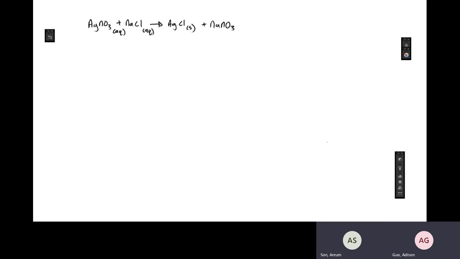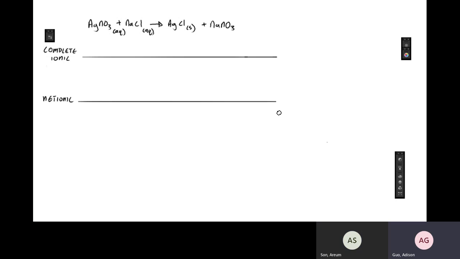So this is going to be, we're going to have net ionic. All right, let me just see. So we're going to have complete ionic. We're going to write that over here, and then we're going to have net ionic over here. So what that basically means is, whoops, I'm going to draw these two lines for where we want it.